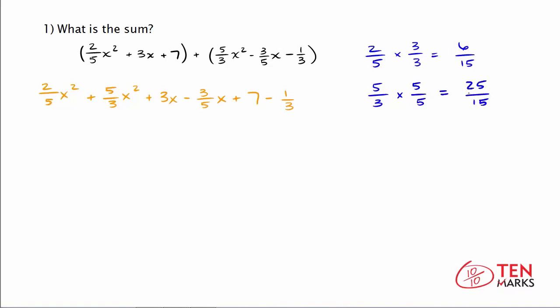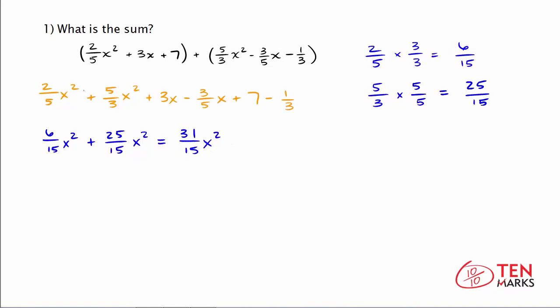So now that I've rewritten these fractions as like fractions, I can go in and rewrite the problem. So 2/5 was changed to 6/15 x squared, and then you're going to add that to 25/15. And we're just going to do all the math for combining the like terms separately, and then we'll put it back together in one large expression. So 6/15 plus 25/15 equals 31/15 x squared. So you keep the x squared the same.